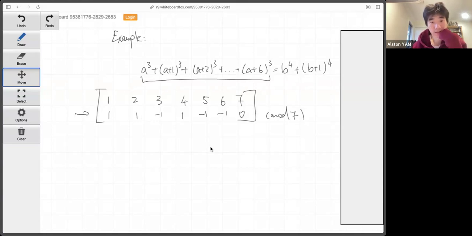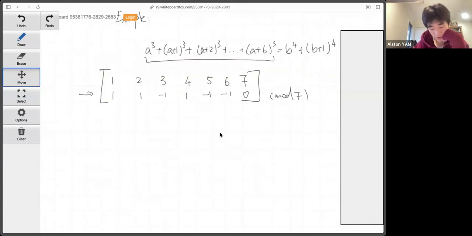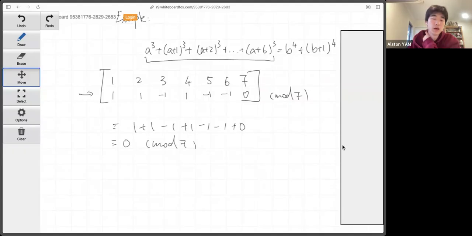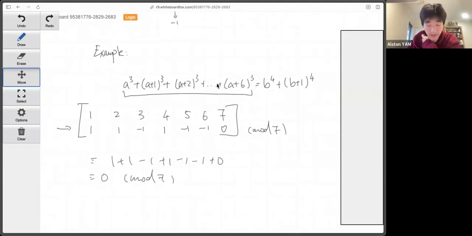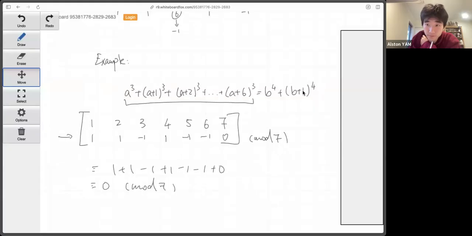So we actually just get that the left-hand side is congruent to 1 plus 1 minus 1 plus 1 minus 1 minus 1 plus 0, which is just 0 mod 7. So we have seen that the left-hand side is congruent to 0 mod 7. Okay, well, if this is 0 mod 7, then it will be very cool if the right-hand side is never 0 mod 7, right?